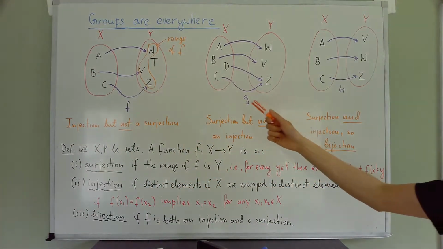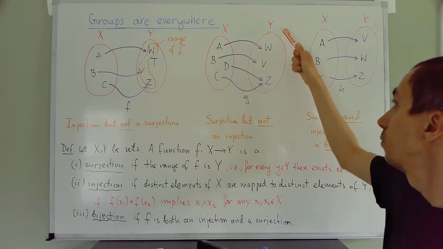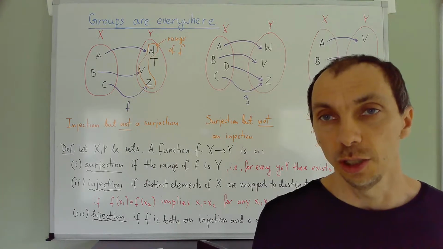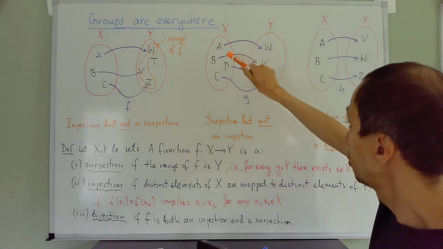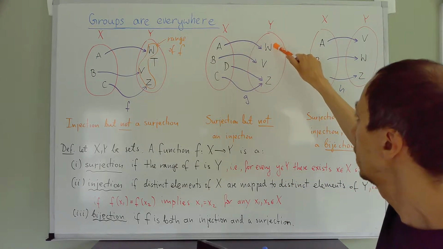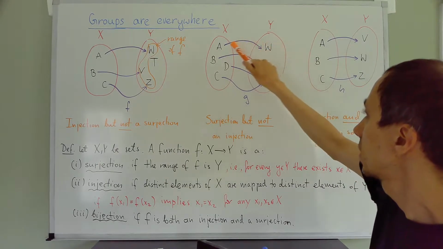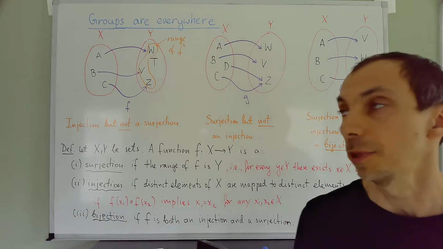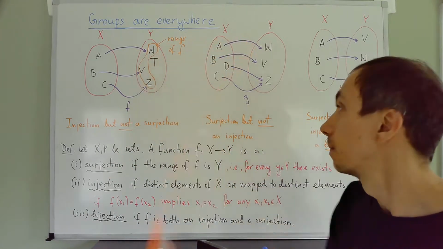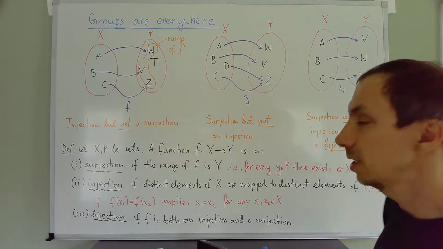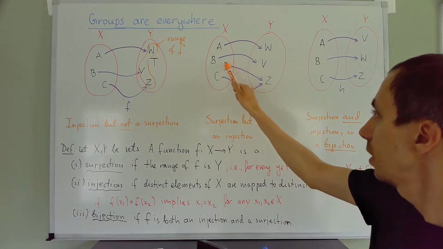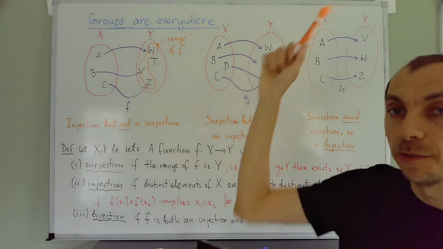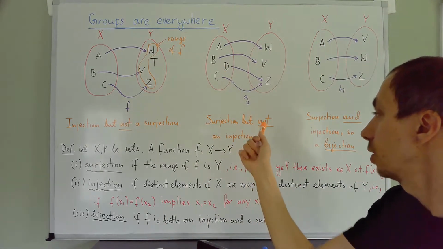This function, where x is a, b, c, d, and y is w, v, and z, is actually an example of a surjection that is not an injection. Note, the range now is everything in y, right? W is hit by a, v is hit by b, and z is hit by c and d. So everything is hit by something, not like here when t wasn't hit by anything. So it's a surjection, but it's not an injection because these two elements, c and d, are mapped to the same element. Different elements do not go to different elements, they go to the same element. So it's not an injection.